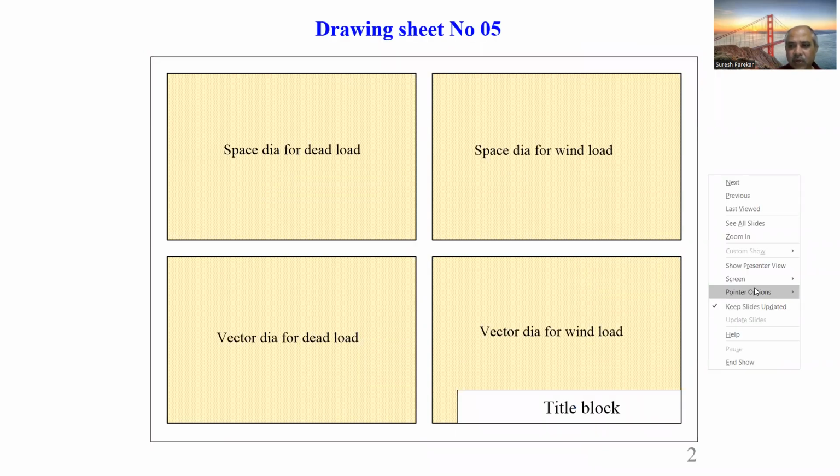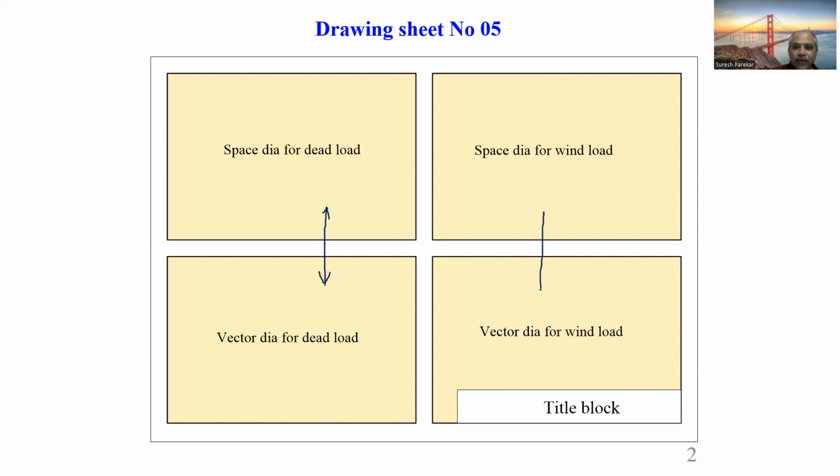Now in this we have two types of diagrams actually. One is the space diagram, and the second is the vector diagram. We have these two diagrams for dead load, and then two diagrams for wind load. We have not plotted for live load because whatever value we get from dead load, from that value we are going to find the value of force in member due to live load.